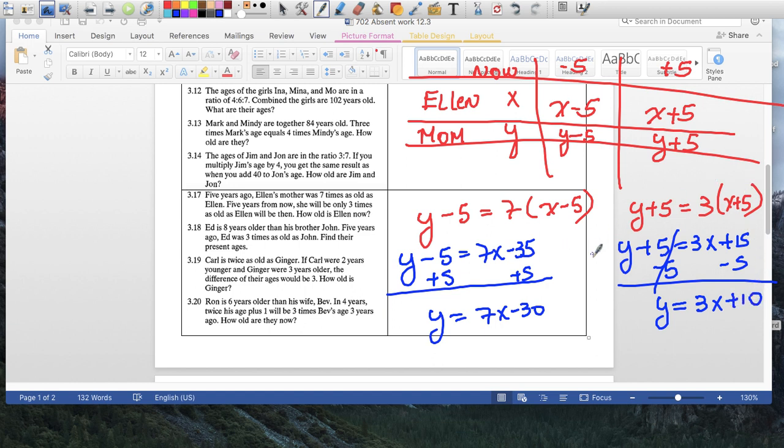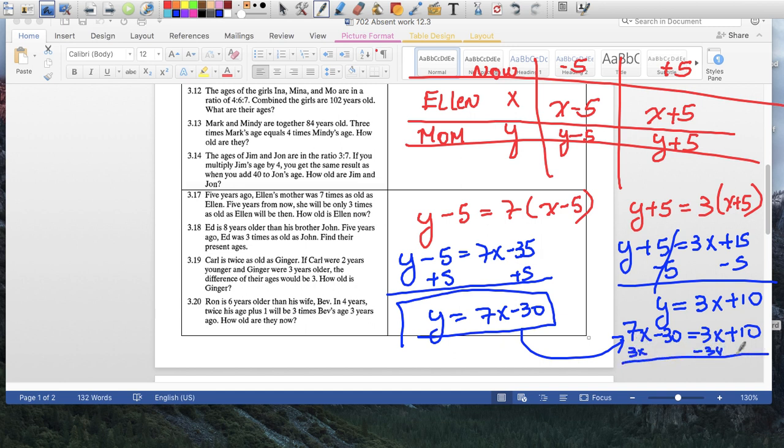So one thing I can do is substitute now, right? I get that Y equals 7X minus 30, so I can take this and put it over here. So I'm going to end up getting 7X minus 30 equals 3X plus 10. Let's subtract 3X from each side. I'm going to get 4X minus 30 equals 10. Add 30 to both sides. I get 4X equals 40, and then divide both sides by 4, X equals 10.